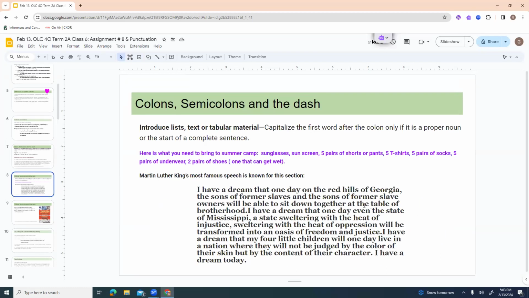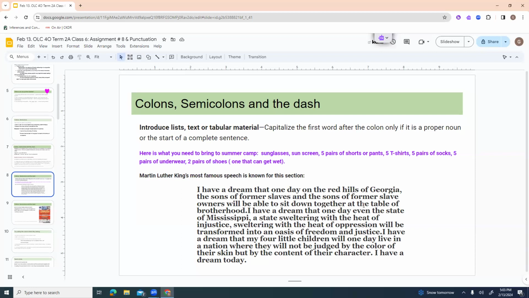You can also use it to introduce lists, texts, or tabular material. You would capitalize the first word after the colon only if it's a proper noun or the start of a complete sentence. So I could do a short list, like: here's what you need to bring to summer camp: sunglasses, sunscreen, 5 pairs of shorts or pants, 5 t-shirts, 5 pairs of socks, 5 pairs of underwear, 2 pairs of shoes, ones that can get wet.